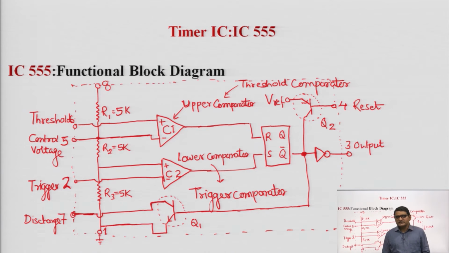This is the internal structure, the functional block of the IC 555 timer. First, it has a voltage divider network which is made of three 5K resistors R1, R2, R3. These are the 5K resistors which give the name to the IC 555 timer, because it has a voltage divider network with three resistors, all with a value of 5 kilo ohms.